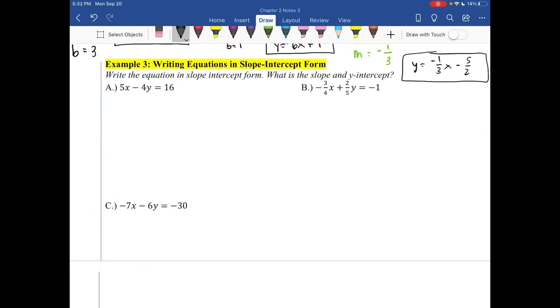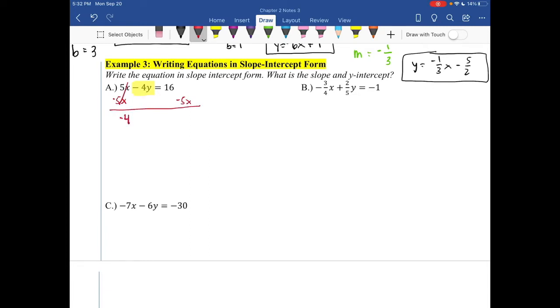Now let's take a look at how we can write an equation in slope-intercept form algebraically. We're going to write the equation in slope-intercept form and then identify the slope and the y-intercept. Since slope-intercept form is always y equals, we need to start by isolating whatever the y variable is. In this case, we want to get -4y all by itself. That means we're going to have to cancel out this 5x, so we're going to subtract 5x from both sides, just like solving equations from last chapter.